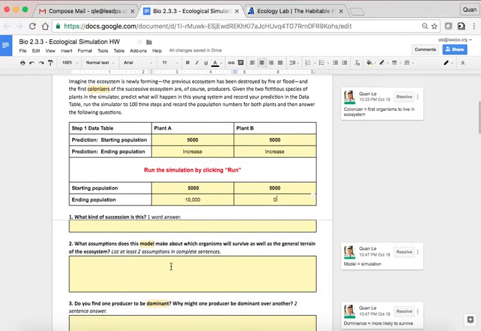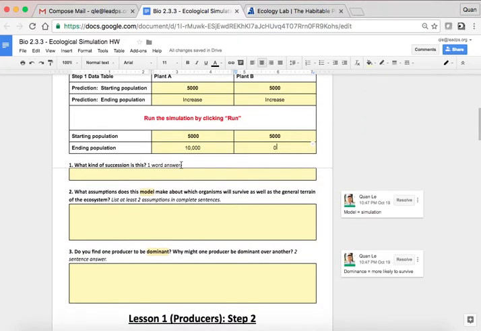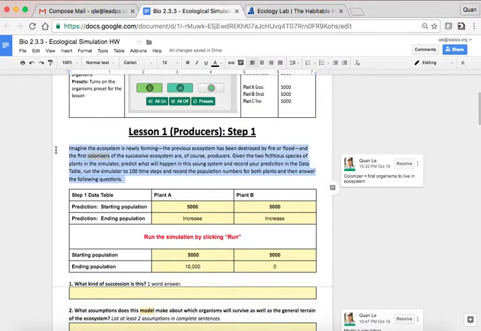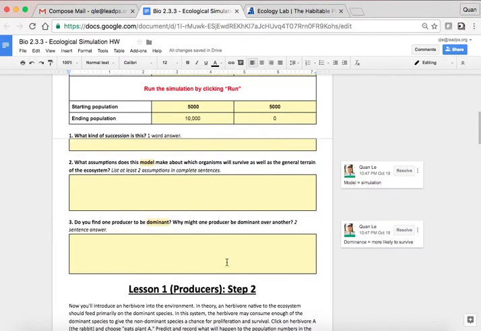And then moving on to the questions, what kind of succession is this? I'm looking for the answer of either primary or secondary succession, and you're reading the scenario here, and you can look up primary or secondary succession yourself.